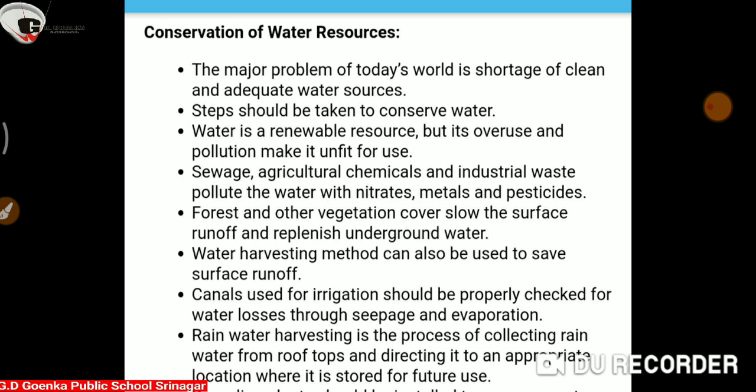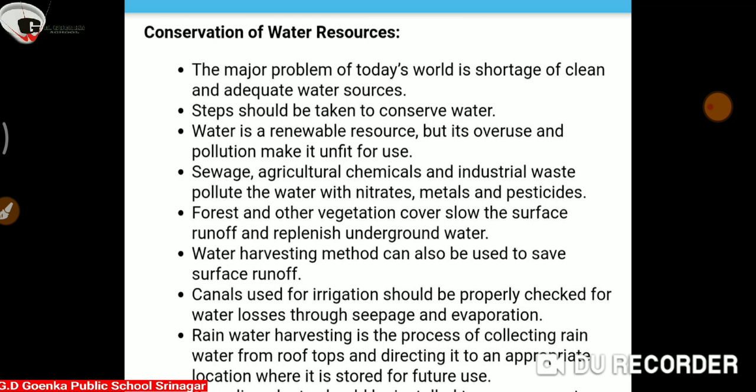Sewage, agricultural chemicals, and industrial waste pollute the water with nitrate, metals, and pesticide. We know that sewage, the waste coming out from the houses, the waste coming from the industries, as well as agricultural chemical waste, pesticides, weedicides, and all that, also contaminate the water.